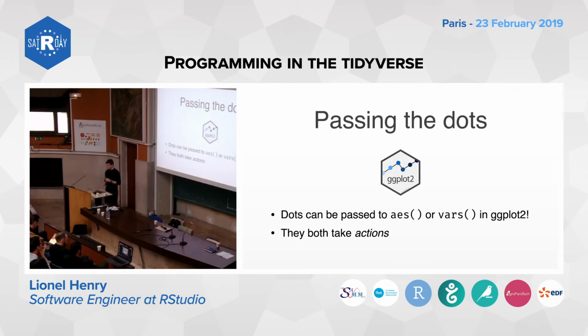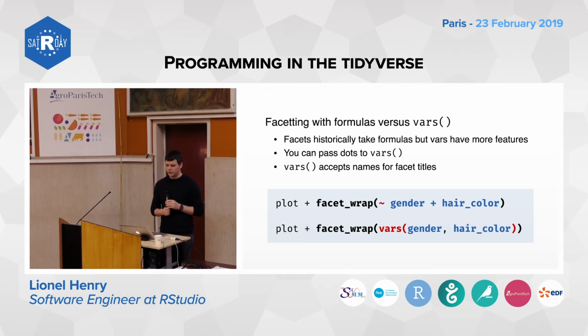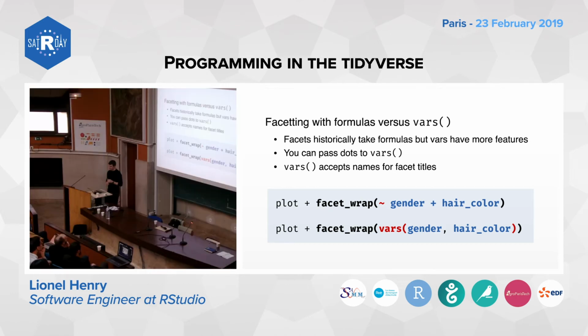Passing the dots is also useful for programming with ggplot2, because we can pass the dots to aes and to vars, which both take actions. So vars is the new interface for facet setting in ggplot2. We'll always keep the formula interface, of course, but vars has new features for tidy eval, and you can pass dots to vars. And they accept names, which can be used for creating facet titles.